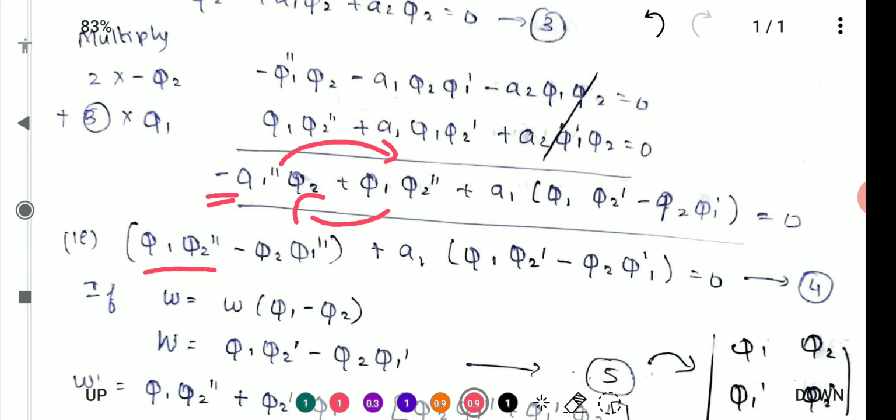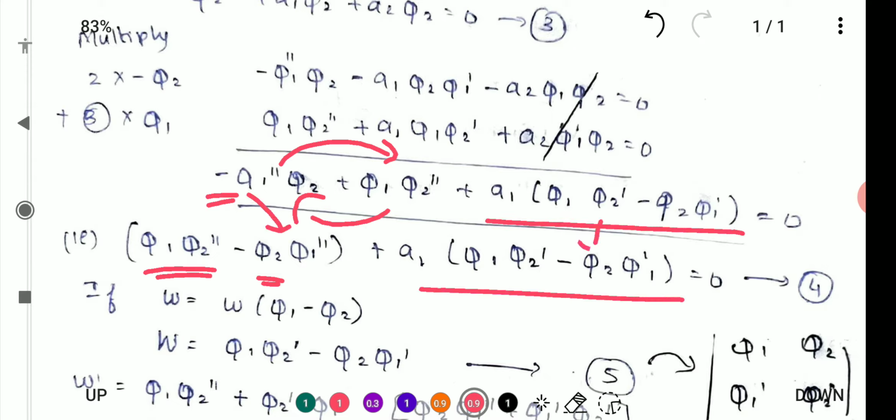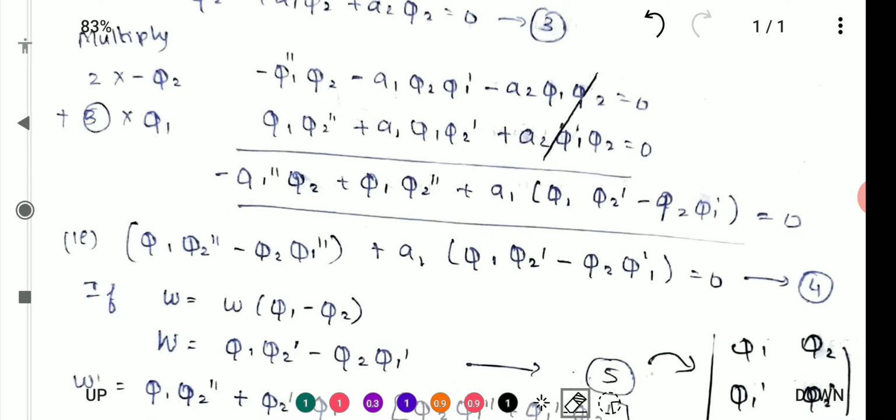So phi1 into phi2 double dash minus phi2 into phi1 double dash plus a1 into this term is equal to 0. I am marking this as equation number 4.